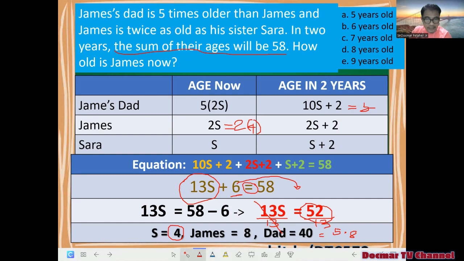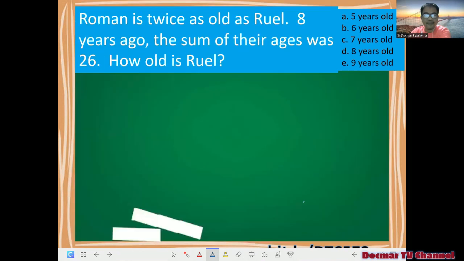So where's the eraser here? Okay. So we have 42 kasi in 2 years na daw. And this one is equal to 10. Kasi 8 plus 2 is equal to 10 and this one is equal to 6. Okay, nakuha niyo? So I hope you learned something in this age problem.